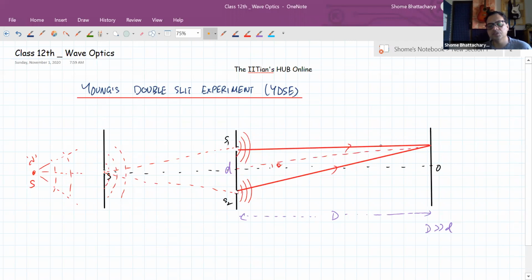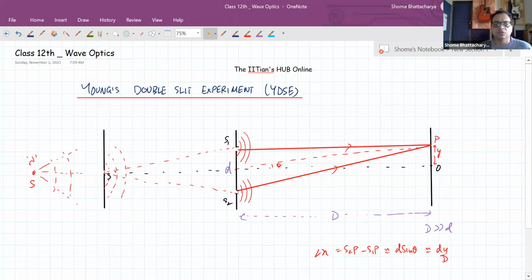So if we take any arbitrary position, which is at an angular position theta or at a linear position y, see that the path difference delta x, which is S2P, this point is P, minus S1P, is approximated to d sine theta under this condition, which is further approximated to d tan theta, or d into y by D. This becomes the path difference.